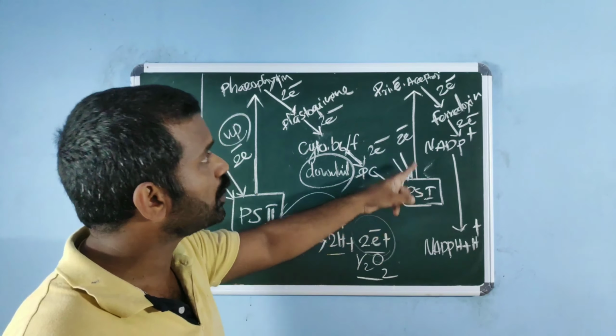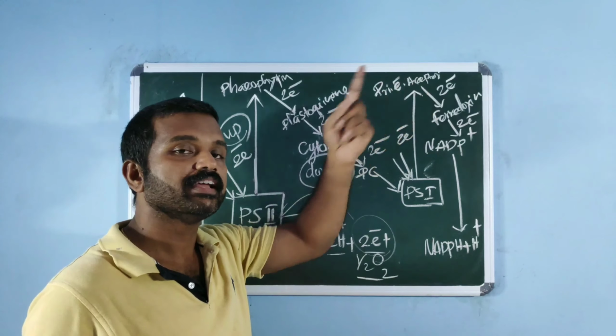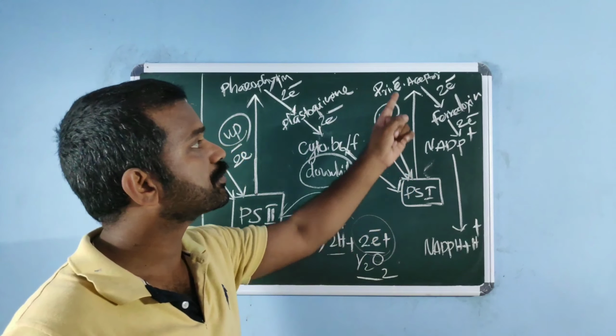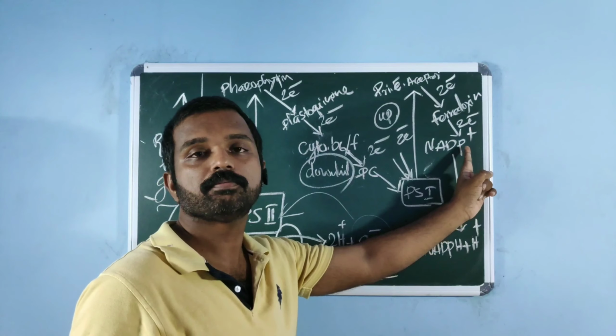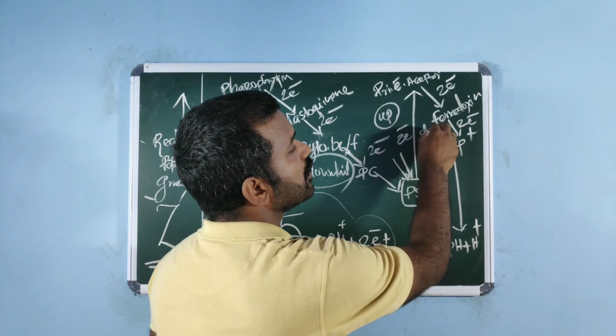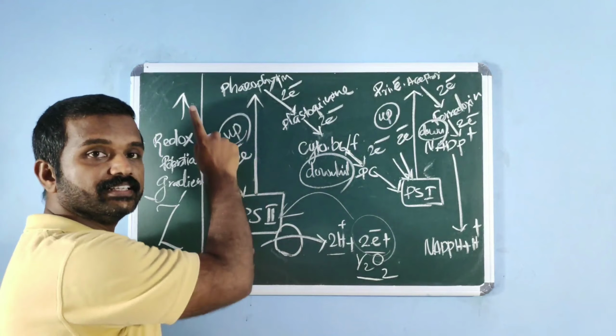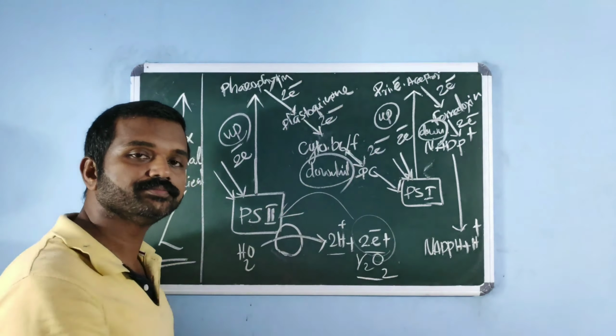And from photosystem 1 to the primary electron acceptor, again it is uphill. And from the primary electron acceptor to NADP+, again it is downhill. So see, it is uphill, downhill, uphill, downhill.